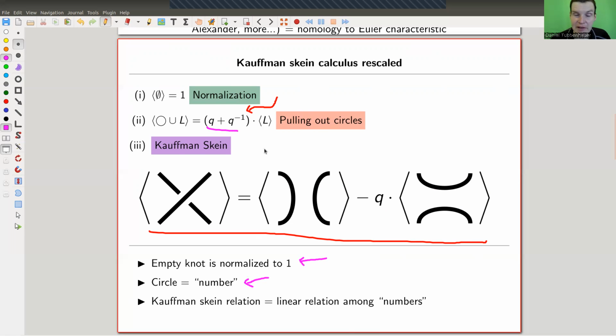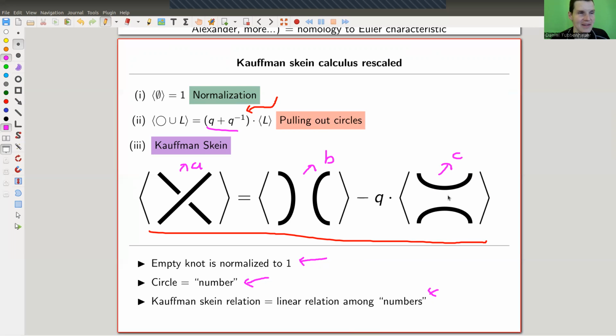Depending on what Q is, this actually is a number. If Q is 5, for example, this would be 5 plus 5 inverse. I have no idea what 5 plus 5 inverse is, but it's a number. And the last one is a relation about numbers, basically, because each one spits out a number, whatever A, B, and C, and this is a relation among numbers. So that's that, well, polynomials, if you want. And that's the whole idea of the Kauffman skein calculus, and it gives you the bracket polynomial.